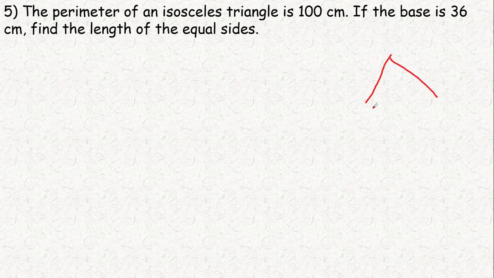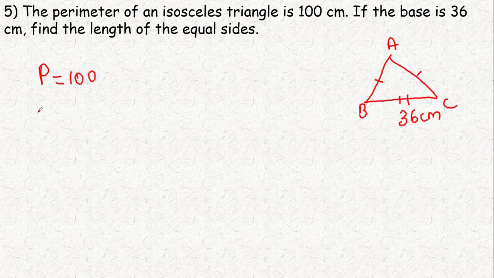Here, isosceles triangle means two sides are equal, these two sides are equal, and the base is 36 centimeter. Let's consider the triangle as A, B, C. This is 36 centimeter, these two are the same and this is different, and the perimeter of the isosceles triangle is 100 centimeter. Here P is equal to 100 centimeter.